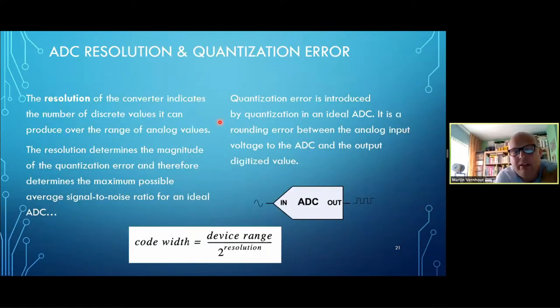That means we need to talk about ADC resolution and quantization error. The resolution of a converter simply indicates the number of discrete values it can produce. And by a stroke of luck, because in digital we use the power of two almost everywhere, you will find that the number of quantization levels, the number of discrete values which can be produced from an analog input source, is always expressed as 2 to the power of something, and that something is the number of bits in your ADC.